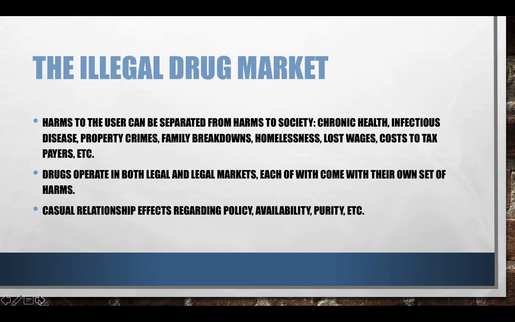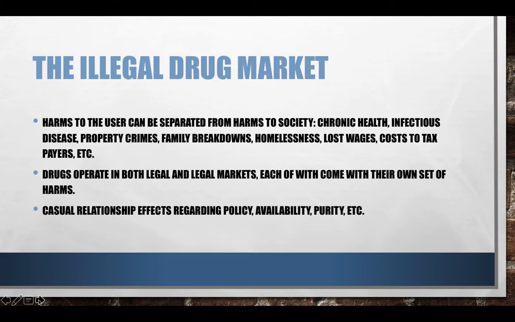We have to define what harms is. Harms to the user can be separated from harms to society. So, for example, somebody that uses drugs might have chronic health problems. They might have infectious disease, which could then be transferred to somebody else. Societal harms can include property crimes, family breakdowns, homelessness, lost wages, cost to taxpayers, etc. So when we're looking at harms, there are some drugs that might disproportionately affect the user versus society. So it's important to really qualify what we are talking about.